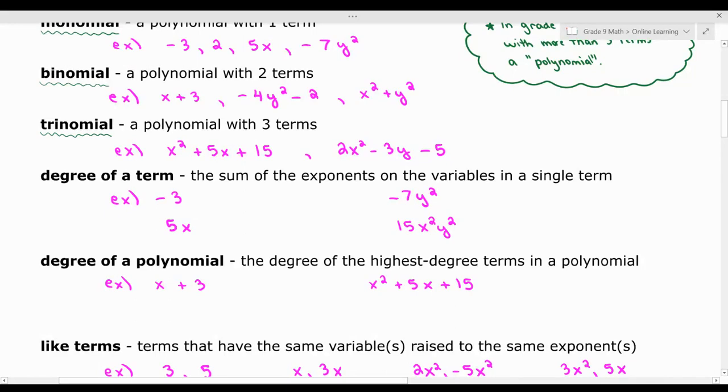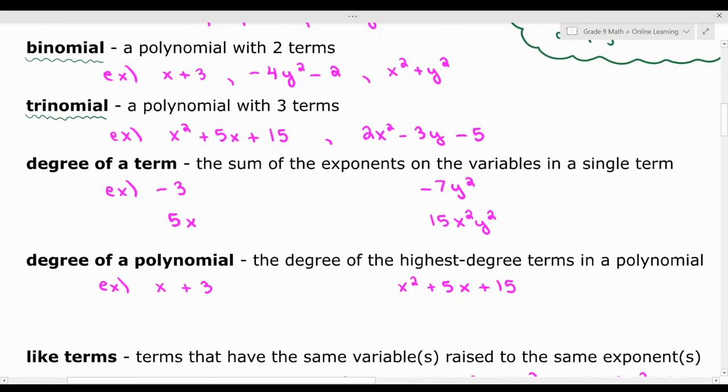Okay, really important that you understand the degree of a term. It is the sum of the exponents on the variables in a single term. Okay, well, remember, sum means you're going to be adding.